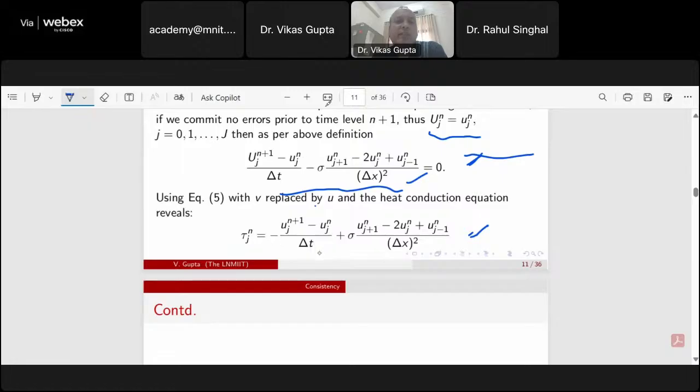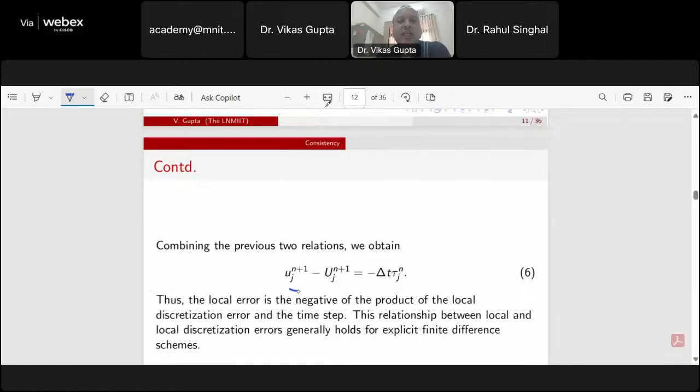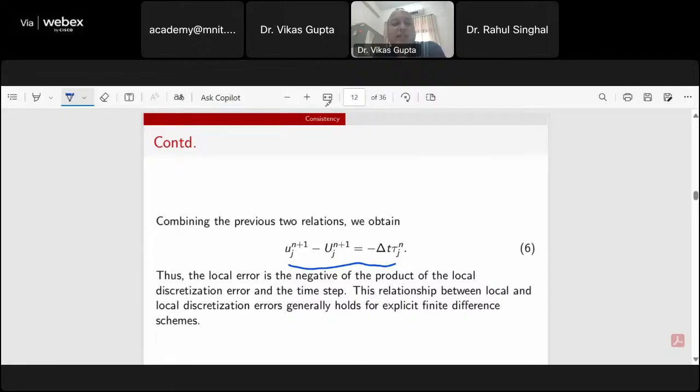So what remains with us is Ujn plus 1 upon delta t minus capital Ujn plus 1 over delta t is equal to tau jn. So ultimately we are having this equation: Ujn plus 1 minus capital Ujn plus 1 equal to minus delta t tau jn. So this is the estimate of local error for the FTCS scheme for the heat conduction problem. And note that this kind of relationship is satisfied by almost all explicit finite difference schemes.